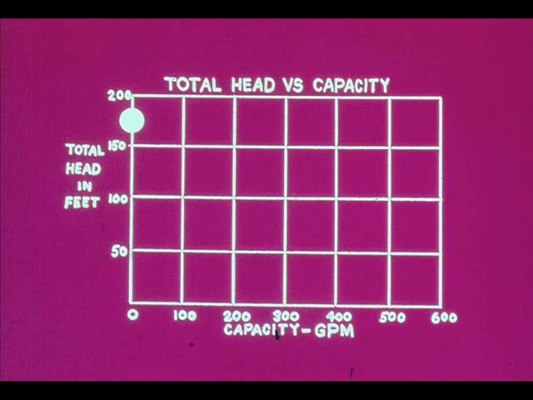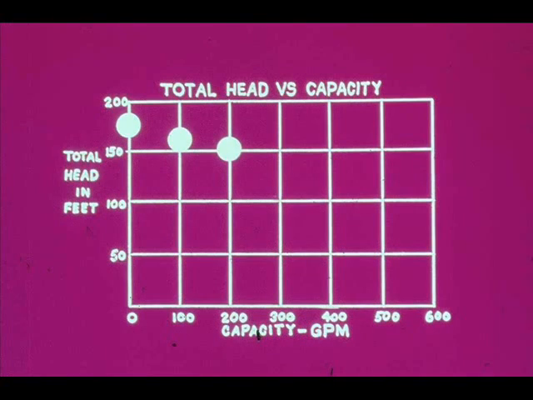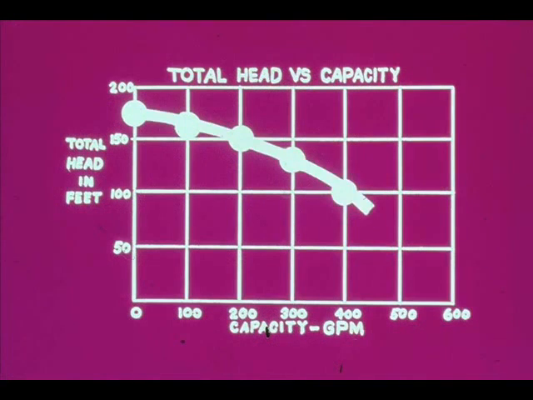This pump produces 175 feet of total head at 0 gallons per minute. These data are represented by this large dot. At 100 gallons per minute, the pump produces 165 feet of total head. These data are represented by this second dot. At 200 gallons per minute, the pump produces about 150 feet of total head. Now we have a third dot. If we continue to mark additional points and then connect them with a line, it will look like this.